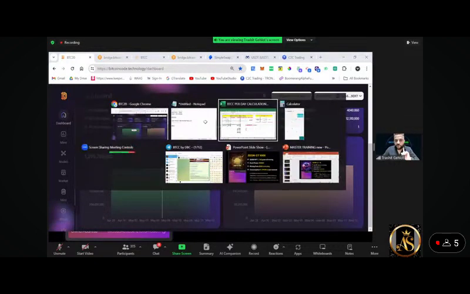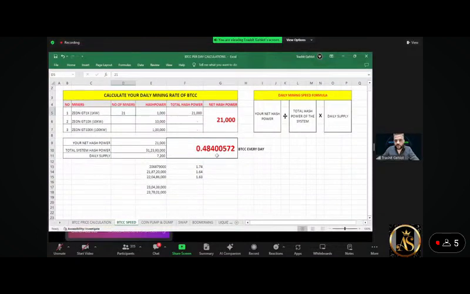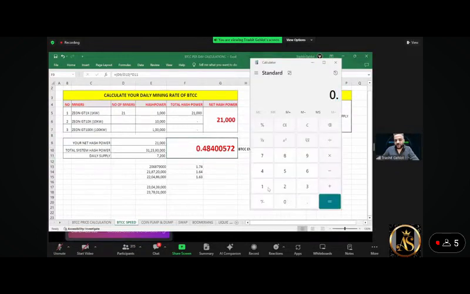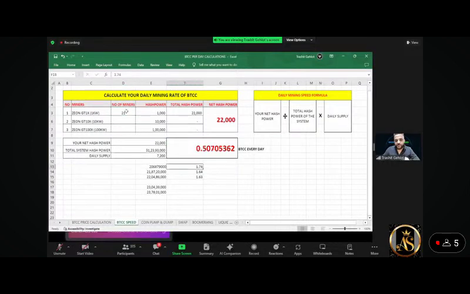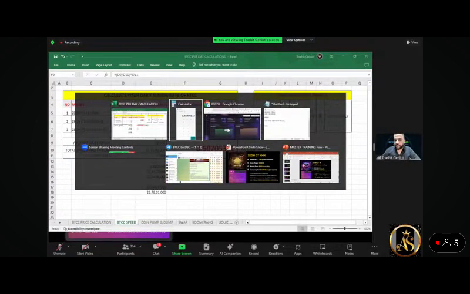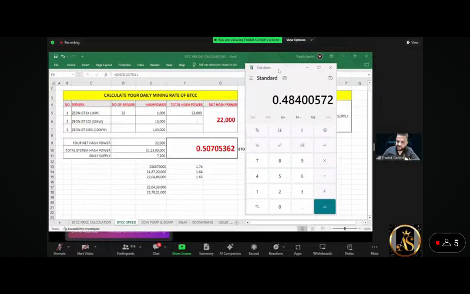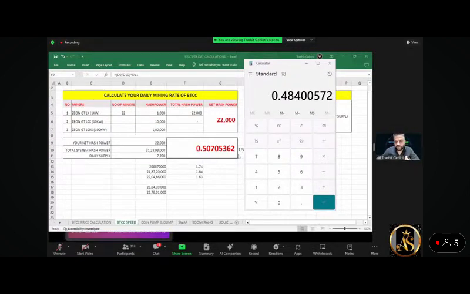And what difference will it make? Initially this is 0.484000572, right? And if I increase to 22, see this. Just a single NFT can make so much of a difference. Did you notice? Just a single NFT can bring you so much of a difference.